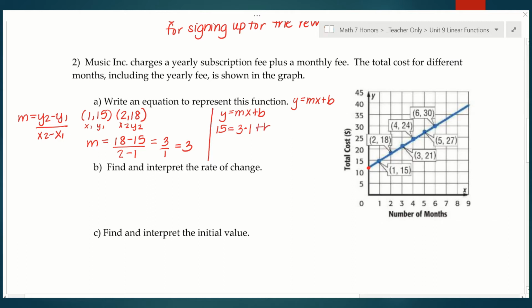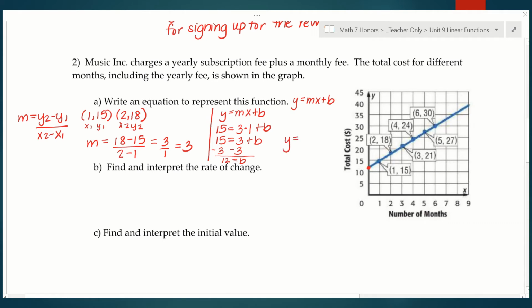And the b, the y-intercept, is what I don't know. That's what I'm trying to figure out. And so what we do is we solve for b. So 3 times 1 is 3 plus b. And to get b alone, I would subtract 3 from both sides, and I would get 12. So just like we figured out when we were just kind of counting backwards, I can also do that algebraically and get the same thing.